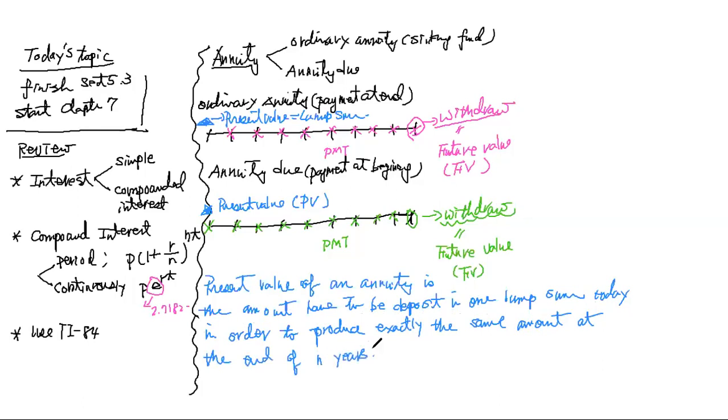So the keyword here is that the present value of an annuity is a lump sum amount, and you deposit it at the present time so it will produce the same value at the end of the n years. Let's see how we apply this present value concept, so we will be able to calculate our mortgage payment, car loan, those things.